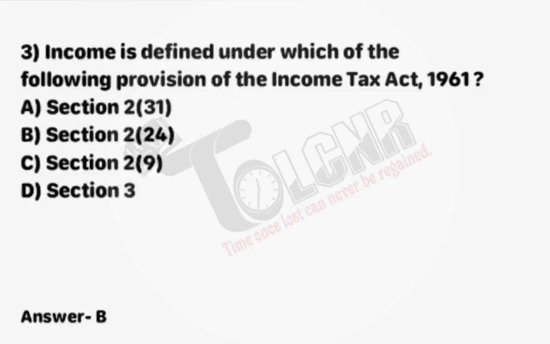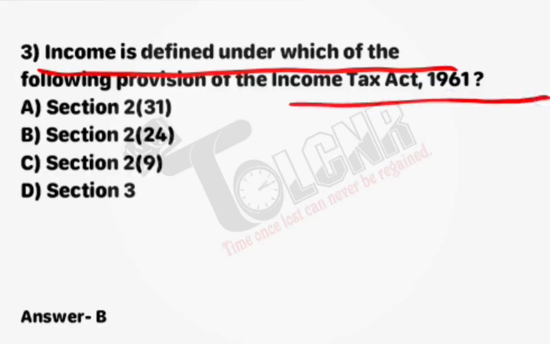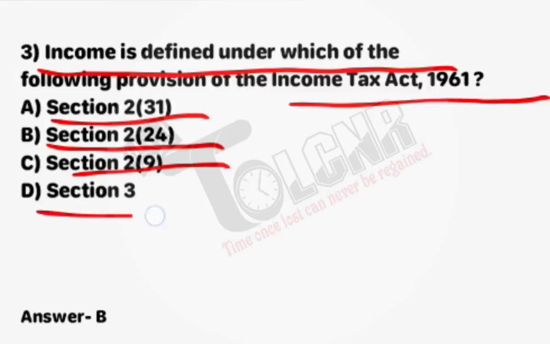Next question is income is defined under which of the following provision of the Income Tax Act 1961? Option A section 2 clause 31, option B section 2 clause 24, option C section 2 clause 9, option D section 3. Option B is correct, section 2 clause 24. Income is defined under section 2 clause 24 of the Income Tax Act 1961, right?